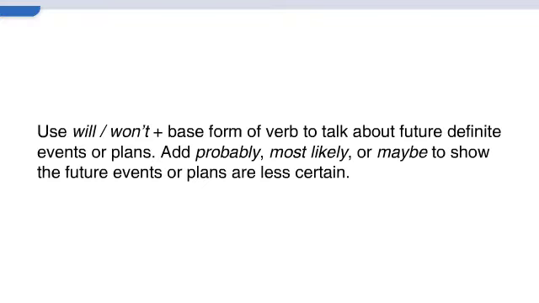Use will, won't, plus base form of verb to talk about future definite events or plans. Add probably, most likely, or maybe to show the future events or plans are less certain.